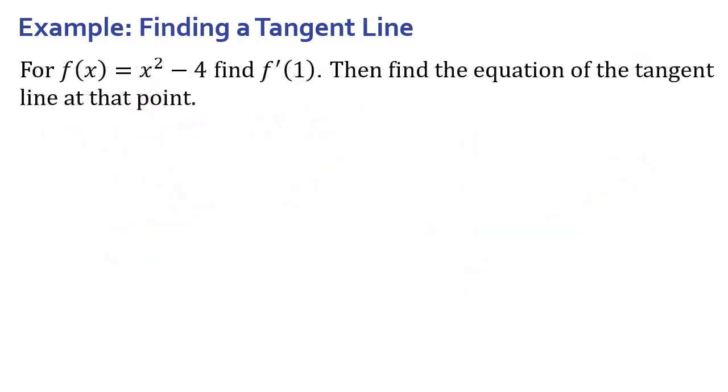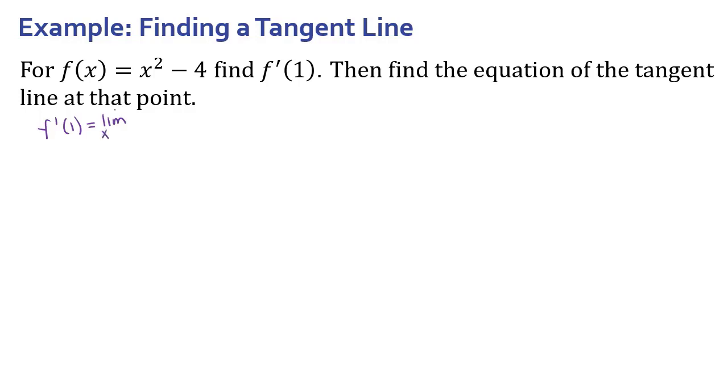Okay, so let's look at another example of this. For f of x equals x squared minus 4, find the derivative of f at 1. Then find the equation of the tangent line at that point. To find the derivative of the function at 1, let's actually use both equations for finding the derivative, just so you can see that both will result in the same answer.